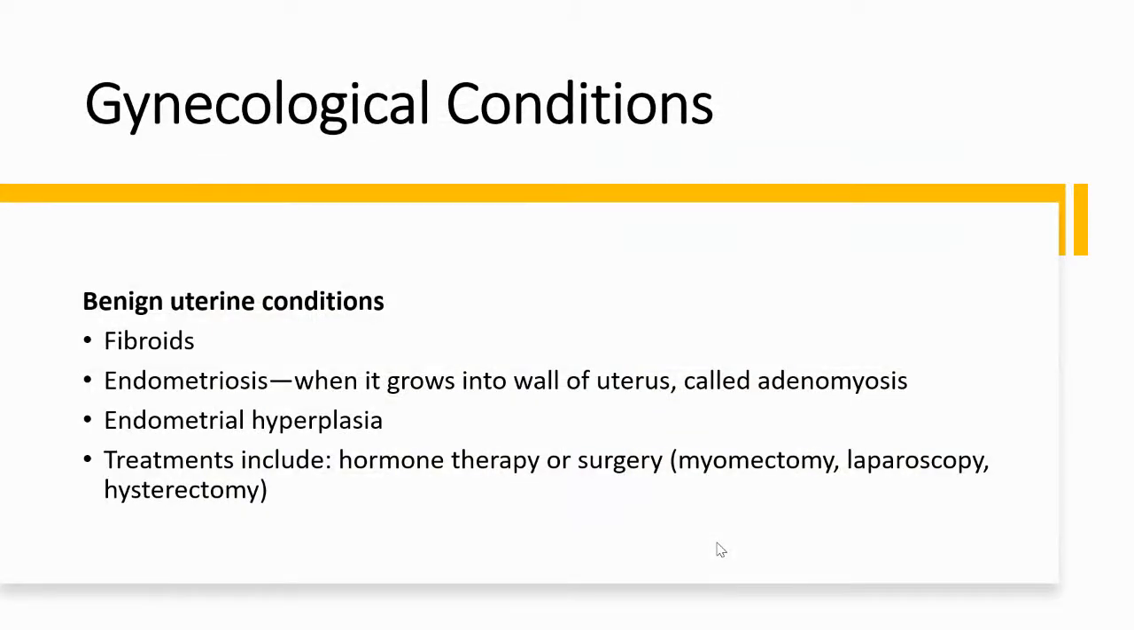We look at other gynecological conditions. Another condition is called benign uterine conditions. Benign meaning non-cancerous. So the items that fall under here are fibroids, endometriosis. Endometriosis is when cells grow outside the wall of the uterus. Endometrial hyperplasia. And for these conditions, treatments include hormone therapy. Sometimes it could be surgery.